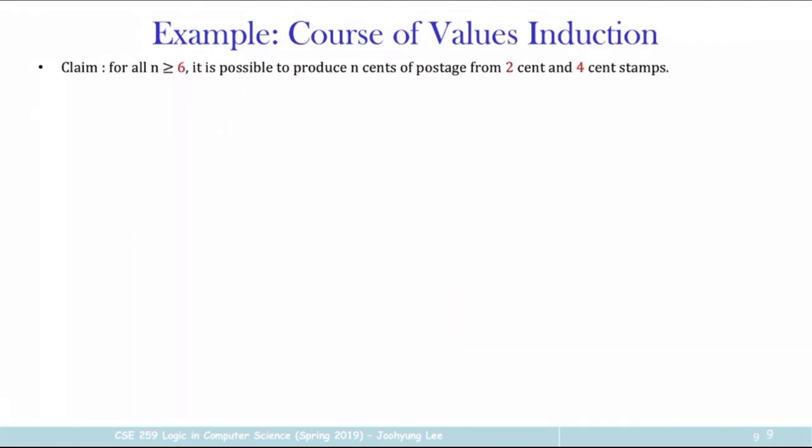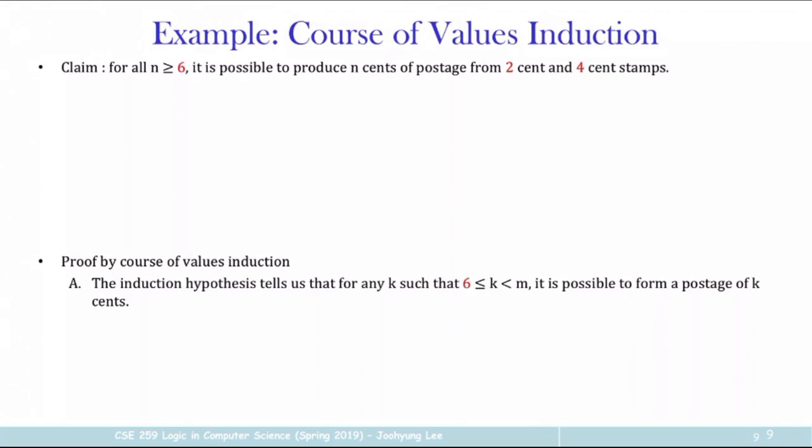This is the same problem as the previous one. The change here is that instead of 8, I have 6. So 6 cents or more of postage can be created by using 2-cent and 4-cent stamps. Okay? So let's see how the proof goes. Proof by strong induction.